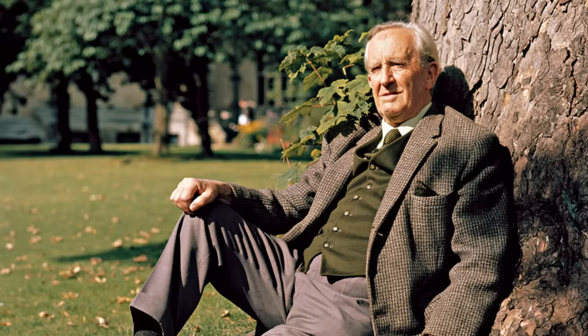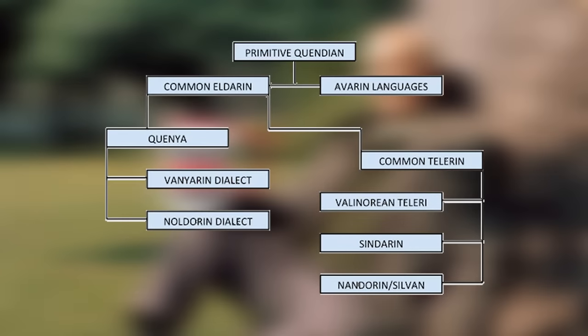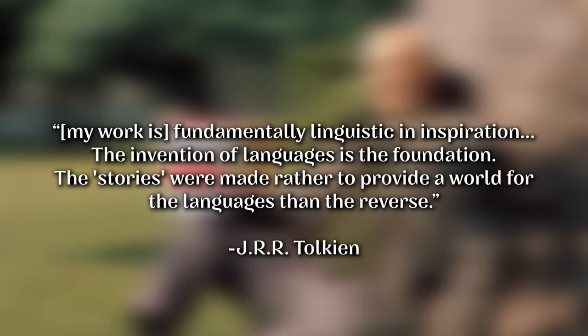Around 1914, granddaddy of fantasy Tolkien began working on the family of Elvish languages he is known for today. His passion for linguistics goes so far that he even stated, "My work is fundamentally linguistic in inspiration. The invention of languages is the foundation. These stories were made rather to provide a world for the language than the reverse." So, given that Elvish splits into about 17 different dialects, Tolkien knew that the elves would have to split into various groups throughout history to cause these linguistic changes.